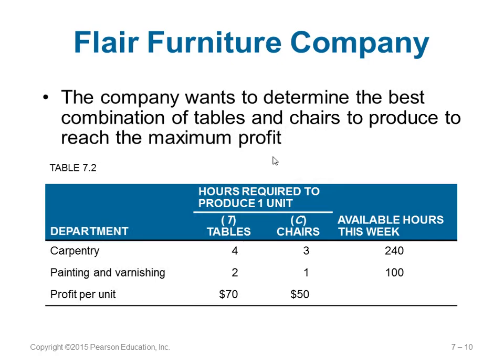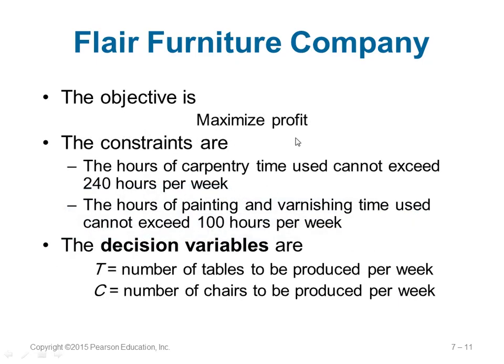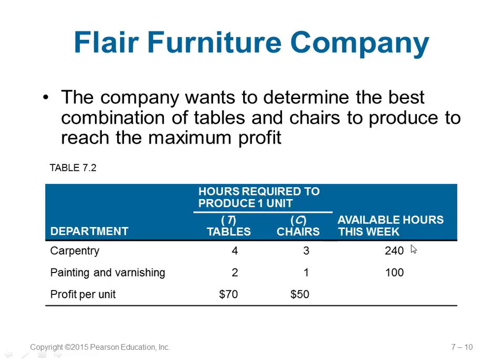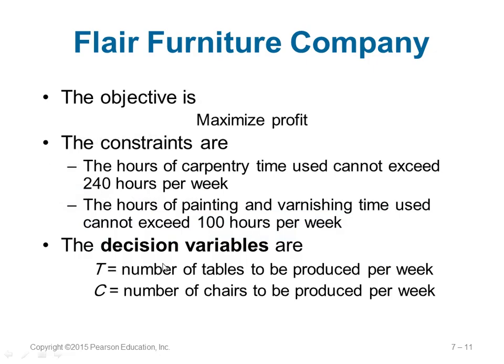The above things are represented in the table here. You can see there is carpentry, and painting and varnishing. For one table you need 4 hours of carpentry and 2 hours of painting and varnishing, and 3 hours of carpentry for a chair and so on. Total available hours for carpentry is 240, painting and varnishing 100 hours, and profit by selling a table is $70, by selling a chair is $50. So we want to maximize the profit, right? The constraints are simple: you can have only 240 hours of carpentry and 100 hours of painting and varnishing. So what are the decision variables? How many tables I can make per week and how many chairs I can make per week. So I can write them as T and C.